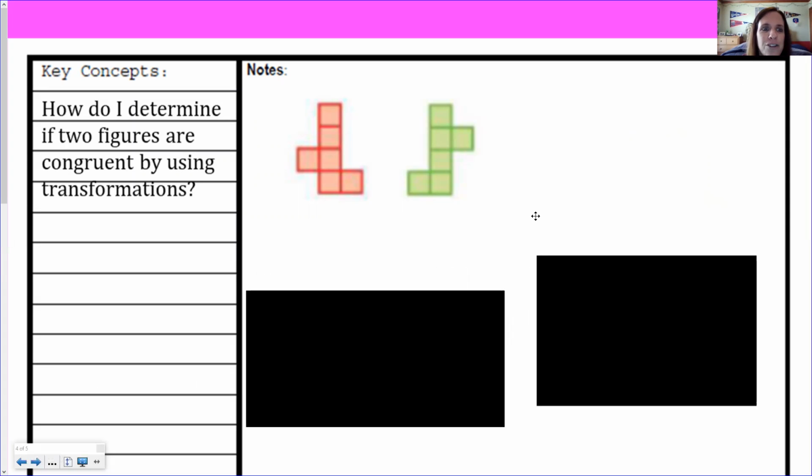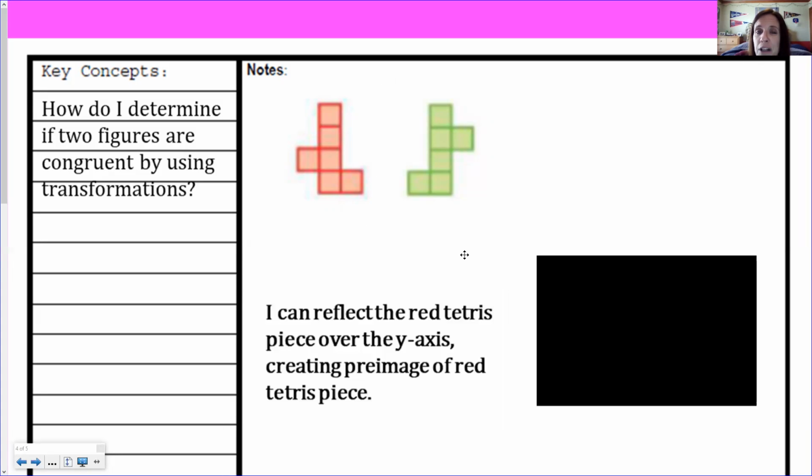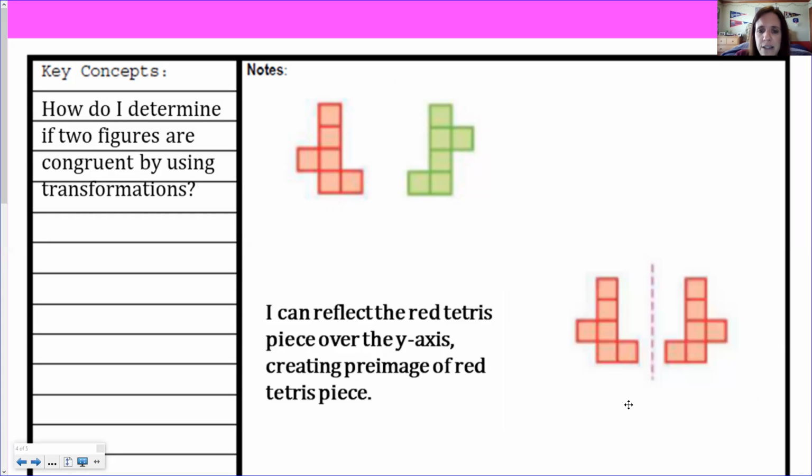So again, I have 2 figures. Can I determine if they are congruent? Did some transformations occur to make these congruent? So the red is my original, and green is where I'm going. All right, well, if I look at it initially, I'm going to say again, it looks like it maybe flipped over to start. So what transformation has that flip over where it's looking in a mirror? I would say a reflection. So it started out, maybe there was a reflection over the y-axis, creating the pre-image of the red Tetris piece, okay?